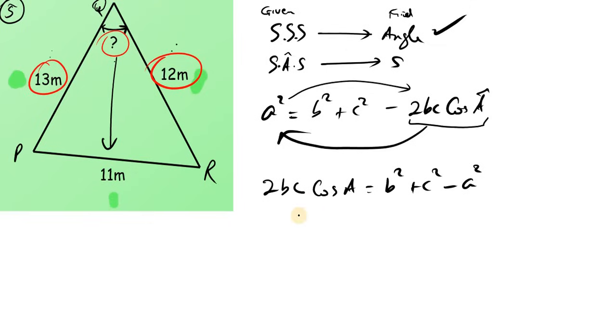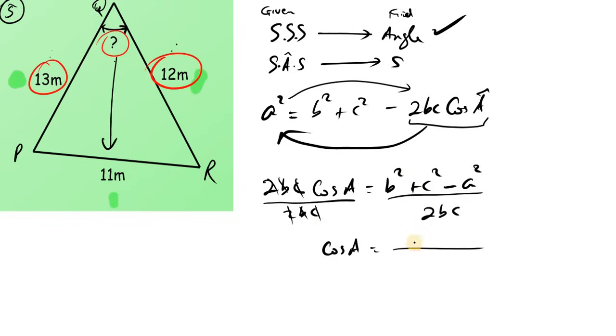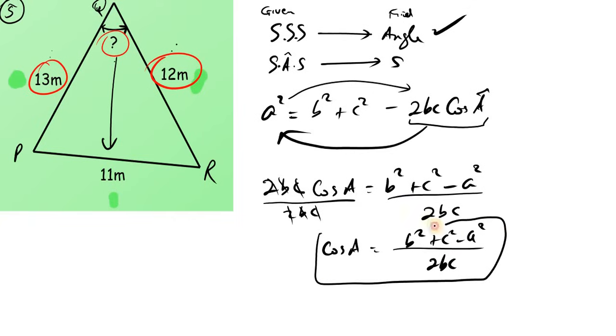Okay, and to make this easier too, we can get rid of the 2bc. 2bc is actually doing what? Multiplying cos A. So we can get rid of this 2bc. Let's do that quickly. 2 cancels 2, b cancels b, c cancels c. And we divide over here as well by 2bc. So now we have cos A equals b squared plus c squared minus a squared over 2bc. So this little formula here will make it easy for us to work out the solution.